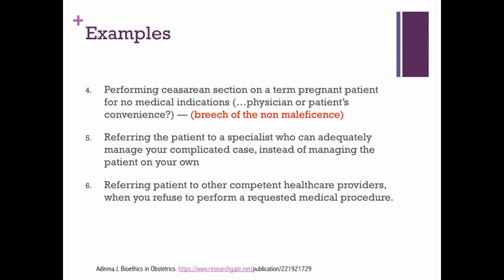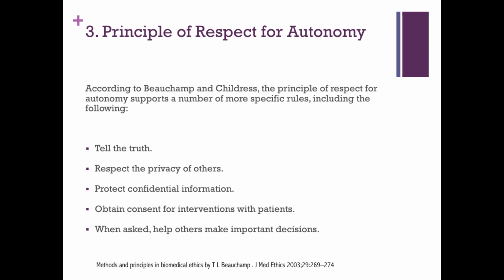A good example of this principle is when we refer a patient to a specialist who can adequately manage our complicated cases instead of managing the patient on our own. And also an example is referring patients to other competent healthcare providers when we refuse to perform a requested medical procedure. The third principle is the principle of respect for autonomy. According to Beauchamp and Childress, the principle of respect for autonomy supports a number of more specific rules, including the following: telling the truth, respect the privacy of others, protect confidential information, obtain consent for intervention with patients, and when asked, help others make important decisions.